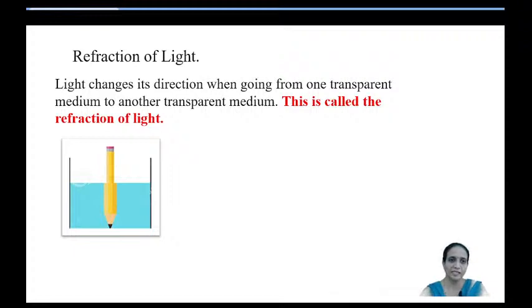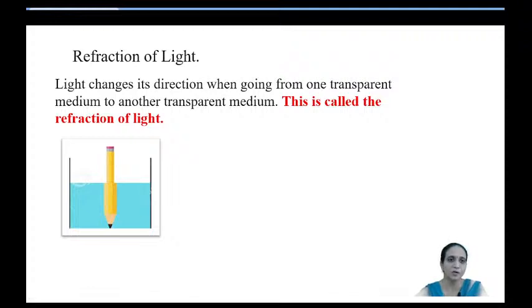You will see in this image a pencil is immersed in water. You will see this beaker is half filled with water. So over here air is present and this blue color represents the water. You will see the part of the pencil which is above the surface of water appears to be thin, and the part of the pencil which is immersed in water appears to be thick. It is due to refraction of light.